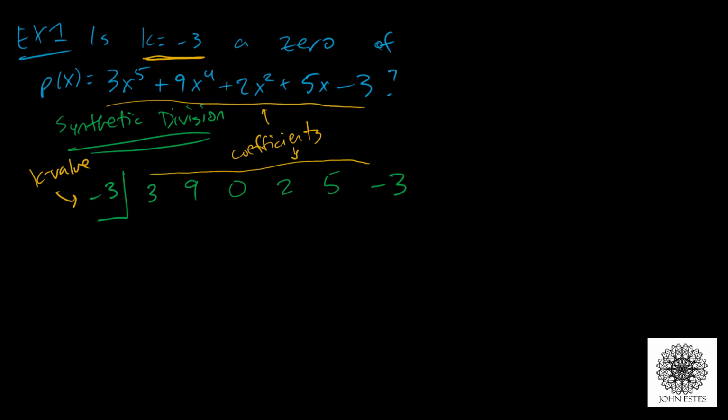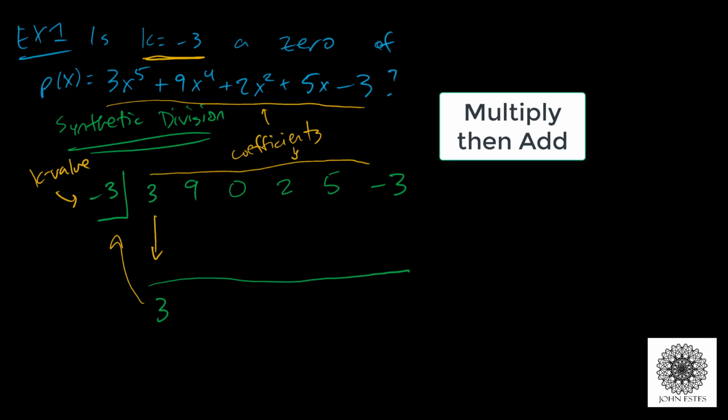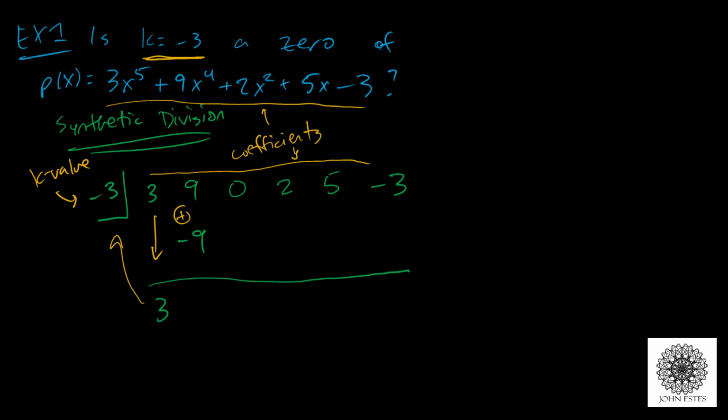Alright, now from there we have a very quick process, and it goes like this. First thing you do is bring your first term down. So in this case, it's a 3. And then you say 3 times -3. So 3 times -3 gives me -9. And then I add. So -9 plus 9 is 0.